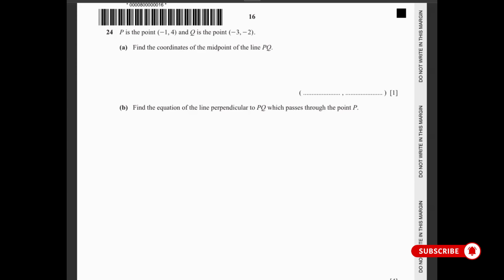Yes, we did up to the 24th question, part A, and from today we have to do part B, right? So question B is: find the equation of the line perpendicular to PQ, which passes through the point P. We need to find the equation of the line which is perpendicular to the given line PQ and passes through the point P. So do you have any idea how we can do this sum?